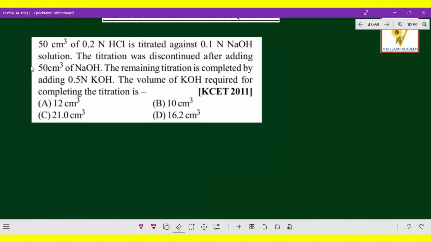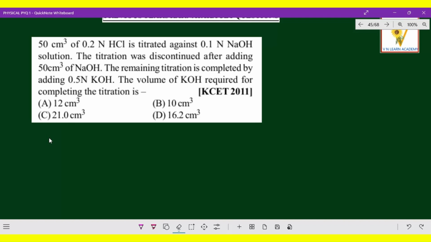50 centimeter cube of 0.2 N HCl is titrated against 0.1 N NaOH solution. The titration was discontinued after adding 50 centimeter cube of sodium hydroxide. The remaining titration is completed by adding 0.5 N KOH. The volume of KOH required for completing the titration.